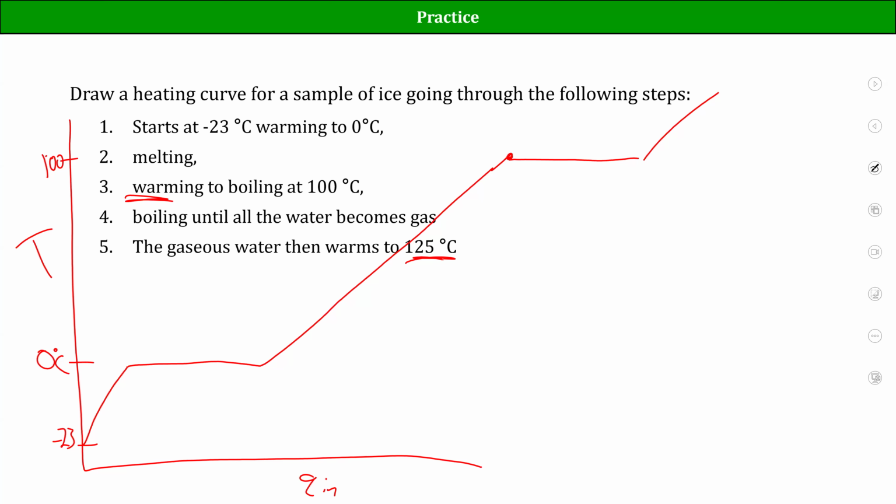What is 0 Kelvin in Celsius? 0 Kelvin is absolute zero, right? So you can't get any colder than absolute zero. Who remembers the conversion for Kelvin to Celsius?